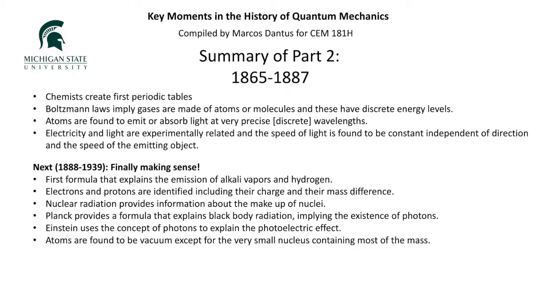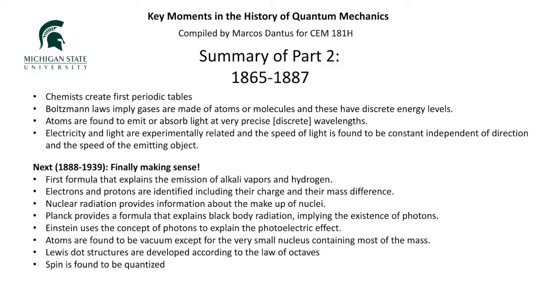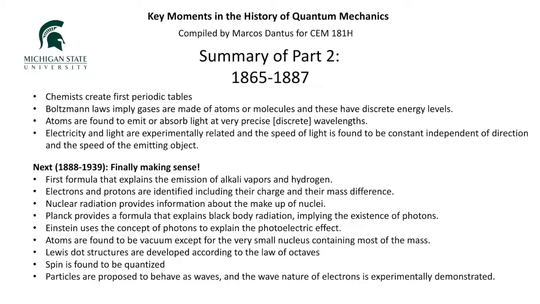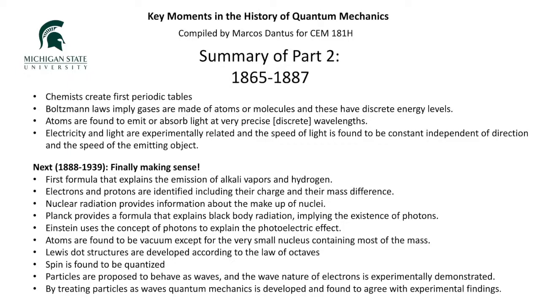Atoms are found to be vacuum except for the very small nucleus containing most of the mass. Lewis dot structures are developed according to the law of octaves. Spin is found to be quantized. Particles are proposed to behave as waves, and the wave nature of electrons is experimentally demonstrated. And by treating particles as waves, quantum mechanics is developed and found to agree with experimental findings.